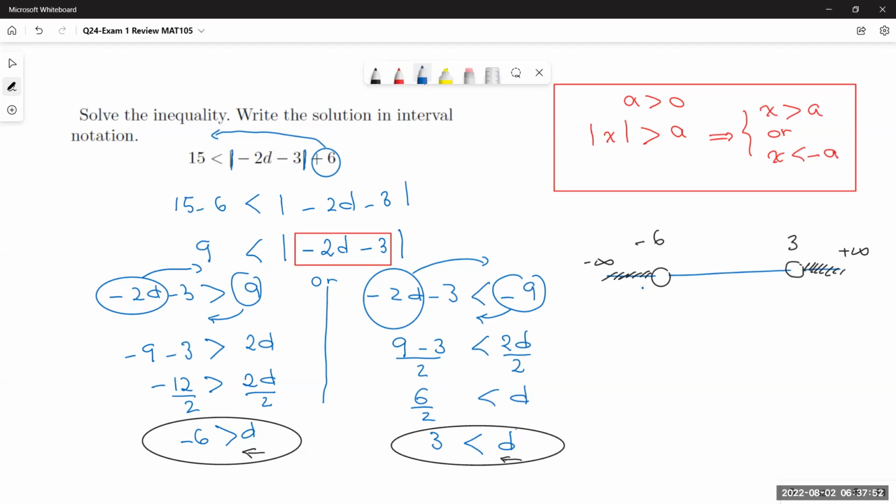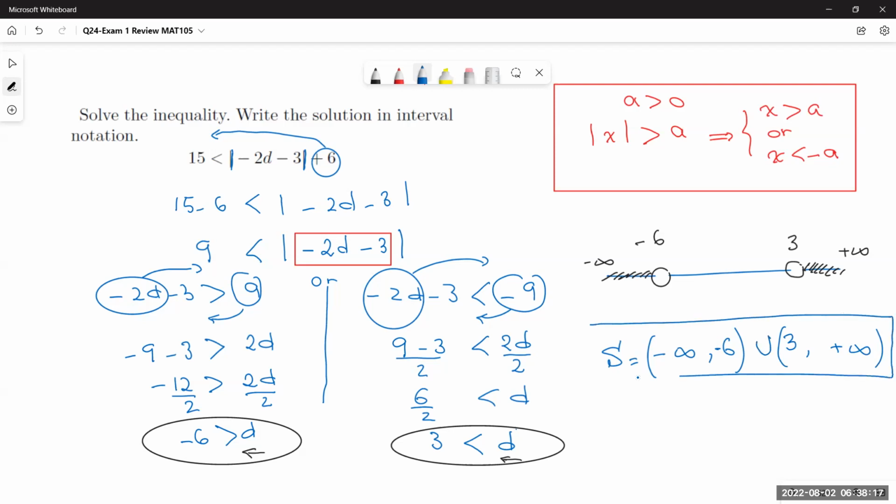So finally, my solution would be this interval, the solution set. It's starting from -infinity. -infinity can be open. -6 here can be open as well because the inequality is going to give me an empty circle. And then we start again from 3, open, and go all the way to +infinity. The way to add two intervals is to put a union sign between them, and this should be your final solution.